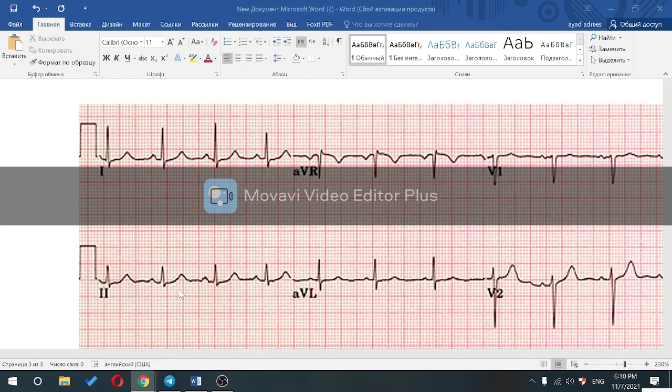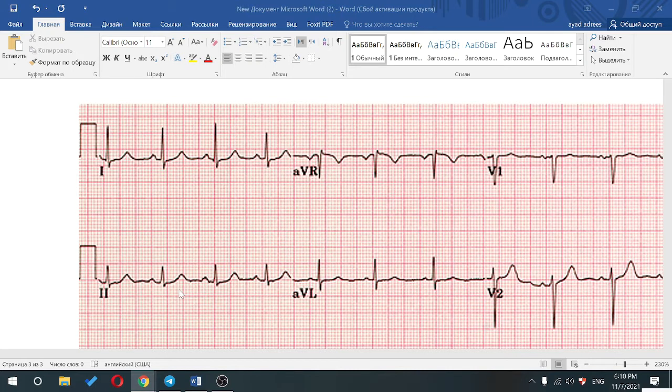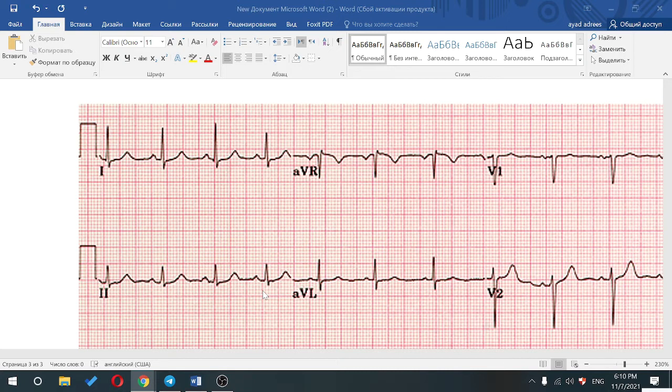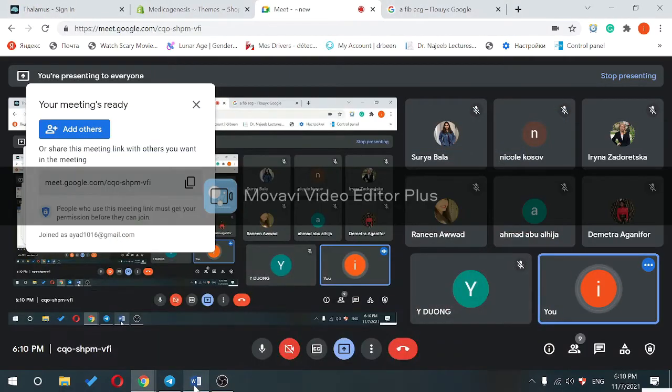Remember, the QT interval, first of all, contains your QRS complex. It contains your T wave. It contains a lot of stuff. So it must be really, really long. It can be up to 400 to 440 milliseconds. 400 to 440 milliseconds is approximately how many big boxes? Okay, please keep in mind that, yes, more than two.